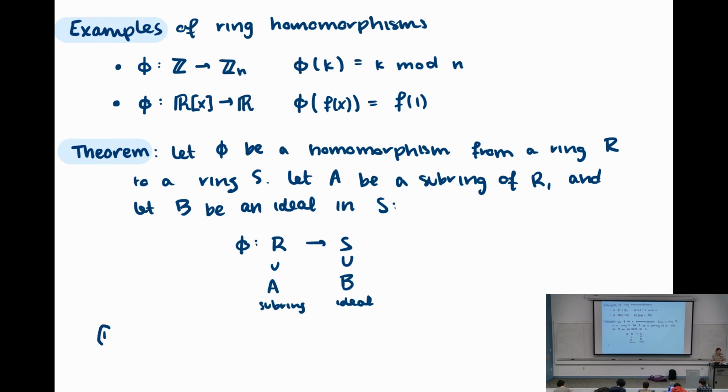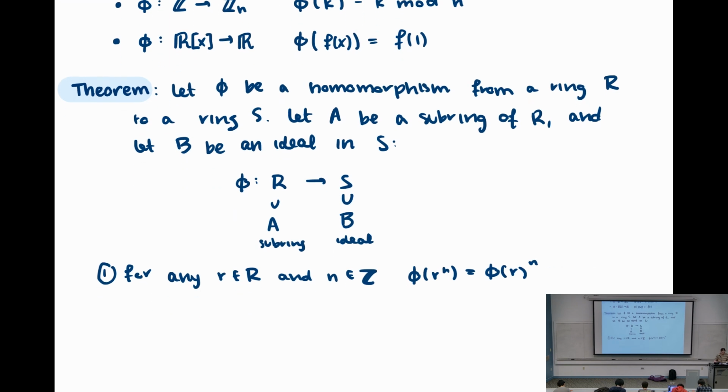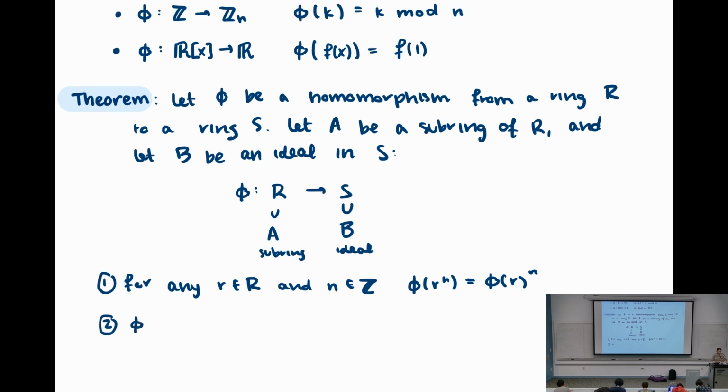So first, for any little r inside of your ring R and integer n, we have that phi of r to the n is equal to phi of r to the n. Second, we have the set phi of A. So this is just phi applied to every element of A. This is a subring in S.